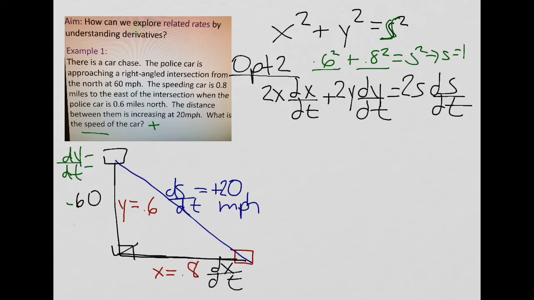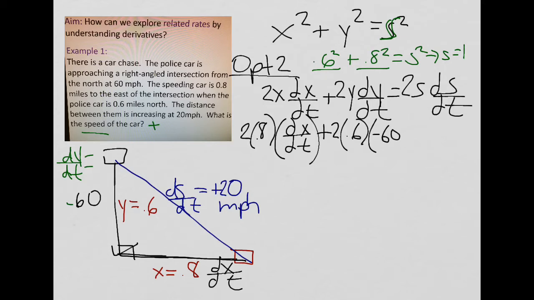So now we're going to plug all our information into our differentiable function. X was 0.8. You can look at your diagram. dx over dt is what we're trying to find. If you want, you can isolate that first. You don't have to. Y is 0.6. dy over dt is negative 60. S we just found to be 1, and ds over dt was 20.